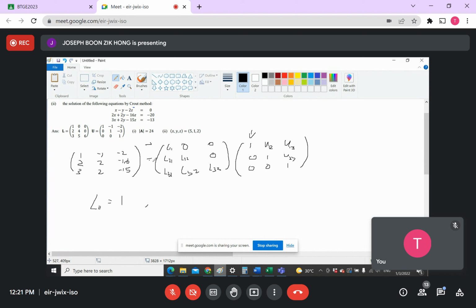Now I take this row times this one again. So I have L21 equals L21 times 1 plus L22 times 0, so L21 is equal to 2. And then L31, I take this row times this one, so L31 is equal to 3. So that's why they said the first column of L is always equal to the first column of A. Have a look.